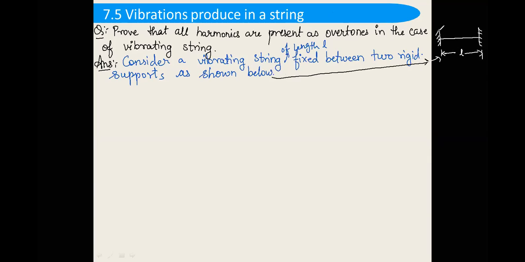Now, always you see that these rigid supports are nothing but denser medium. Always at the denser medium, nodes will be formed. At the rarer medium, at the rarer surface, antinodes will be formed. Okay, you should note this one. At the rarer surface, antinodes will be formed. At the denser surface, nodes will be formed. Okay, you should remember this.